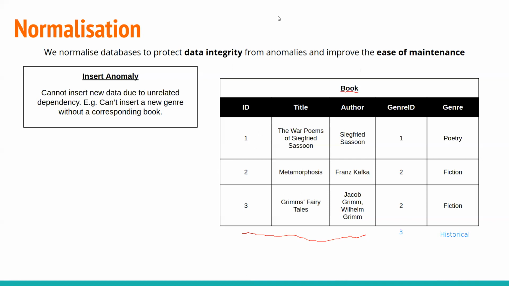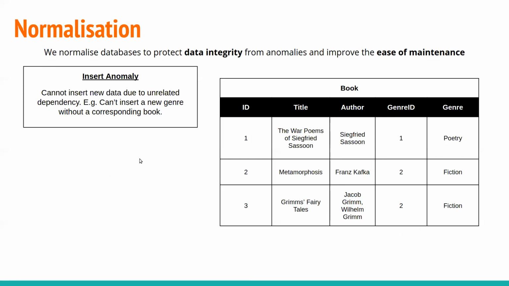So this is called an insert anomaly. When I want to insert some new data, and it's perfectly reasonable to want to insert, like a new genre, I can't insert it because my database is designed in a way that doesn't allow me to insert it. That's called an insert anomaly, okay? So that's the first kind of anomaly.